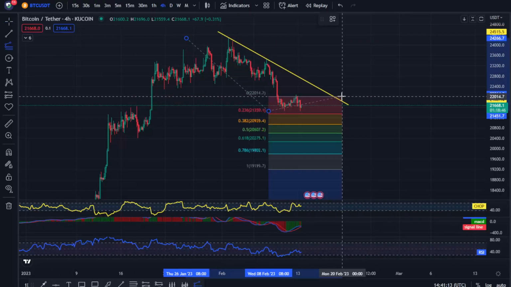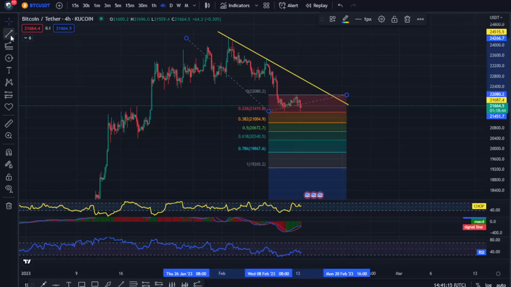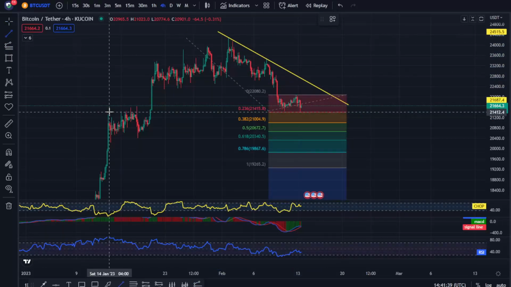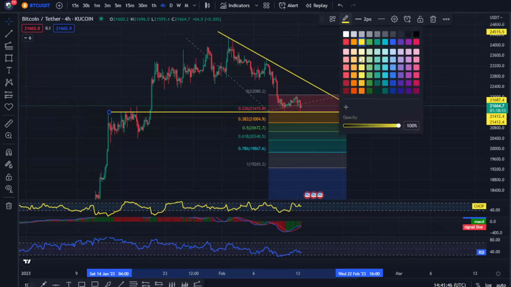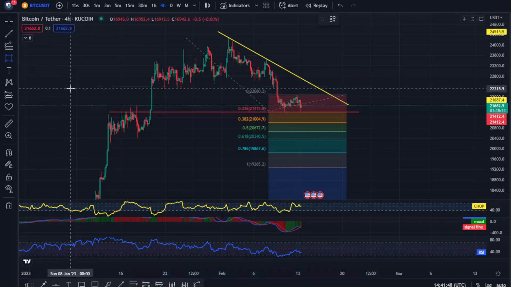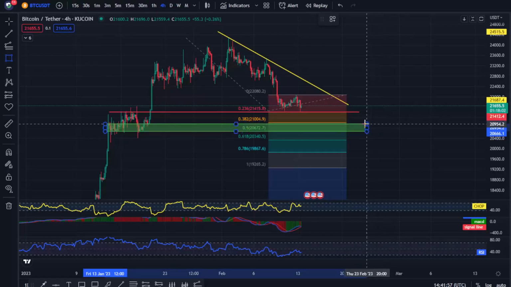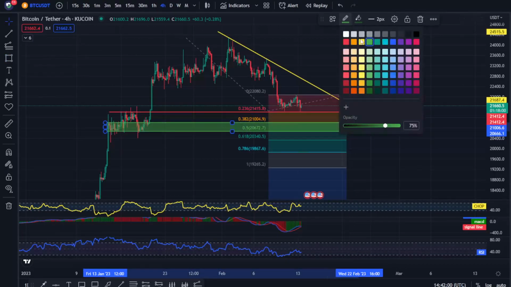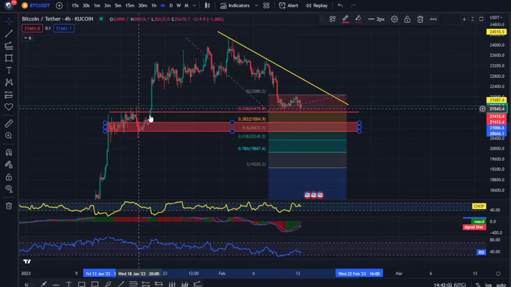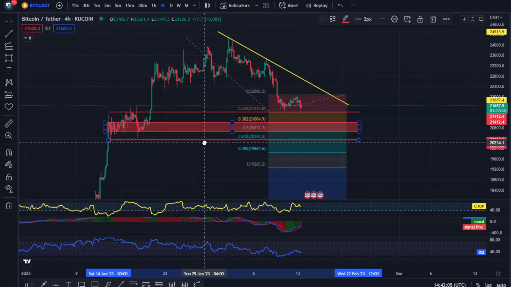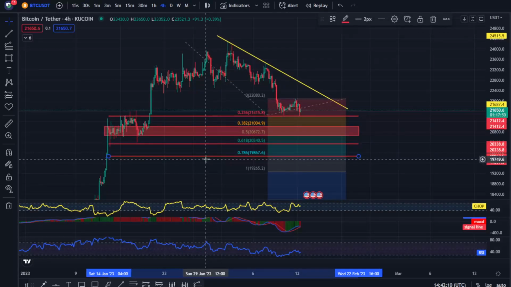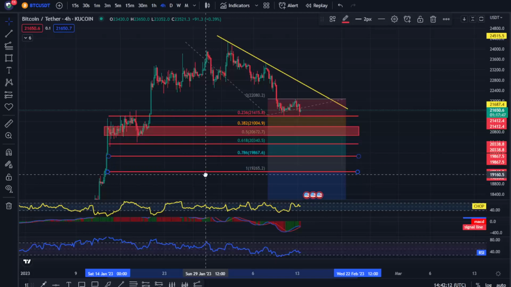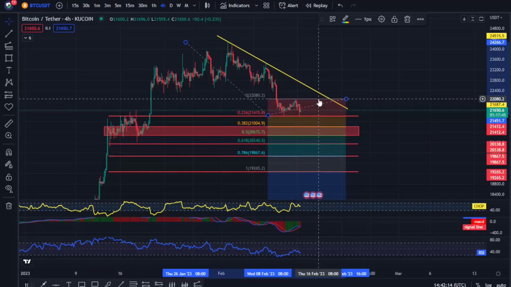Now we can move on to marking the support areas in case of a deeper correction. And here, in the first place, it is worth marking the support at the price of $21,412. Then we have a support zone from $21,007 to $20,666. But when we fall below this zone, we can see a drop to around $20,339. Then to the price of $19,868 and even $19,265.